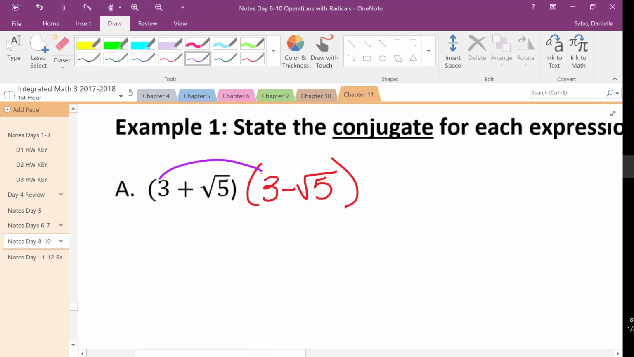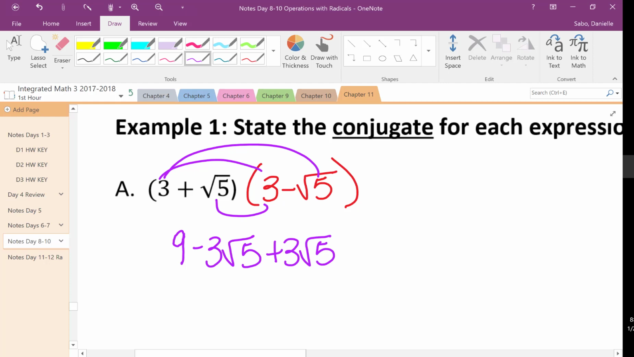All right, we got 3 times 3, which is 9. 3 times negative square root 5. Beautiful. Yeah, negative 3 square root 5. Then we come underneath. Square root 5 times 3. Very good. Now, square root 5 times the same exact square root 5. What do you have left? 5. Okay, and let me explain that.